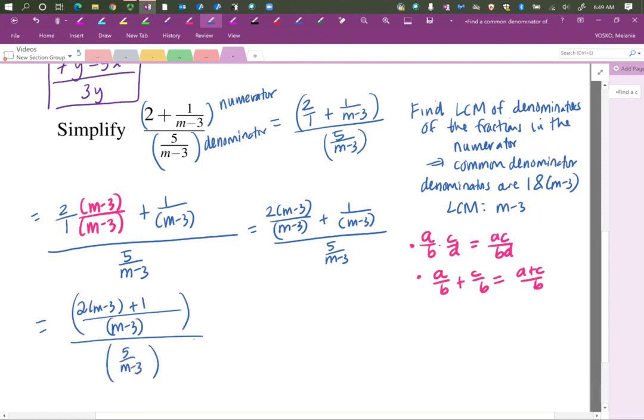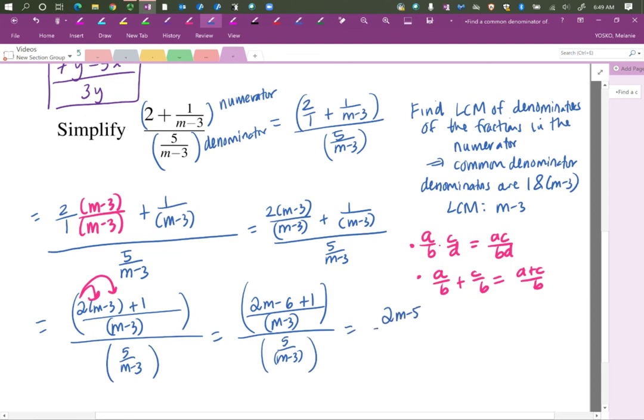Here's my numerator, here's my denominator. The numerator can combine. I can think about distributing here. Those are arrows. So we end up with 2m minus 6 plus 1. All of that is over this guy. So this is my numerator, this is my denominator. So I have 2m minus 5 over m minus 3. I'm dividing by 5 over m minus 3.